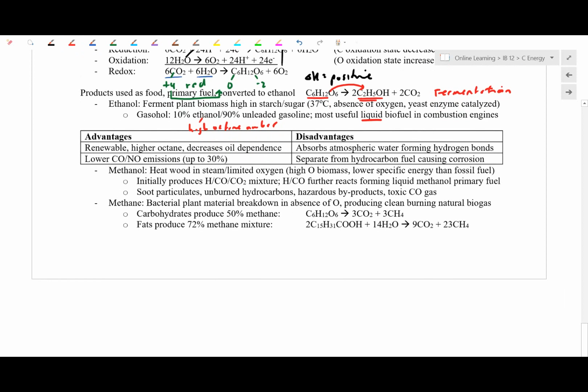Then some advantages here: as you start relying more on these ethanol fuels or biofuels, diesel fuels here, we tend to decrease our oil dependence. We don't just straight rely on crude oil. The disadvantage I mentioned is that because there is hydrogen bonding for that hydroxyl part here, it ends up absorbing atmospheric water. This can lead to rust or corrosion problems, so it can cause more wear and tear on our cars.